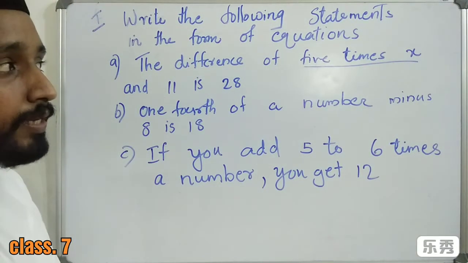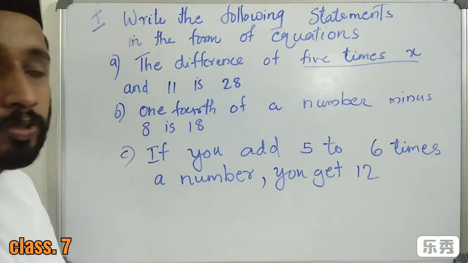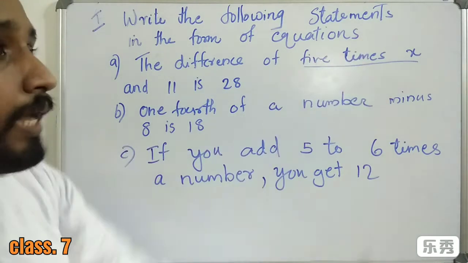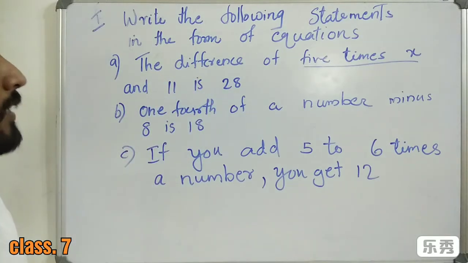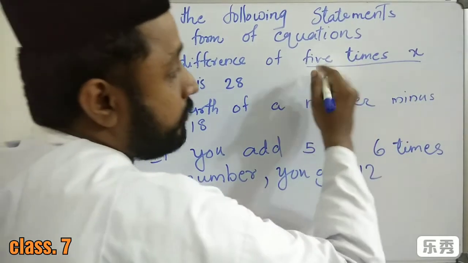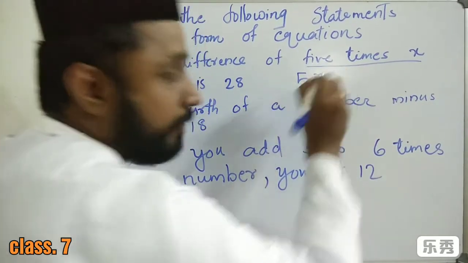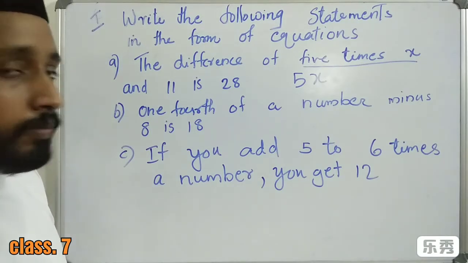5 times x means 5 into x. 3 times 2 means 3 into 2. 5 times 2 means 5 into 2. Here, 5 times x and 11. The difference of 5 times x and 11 is 28. So 5 times x means 5 into x, which is 5x.